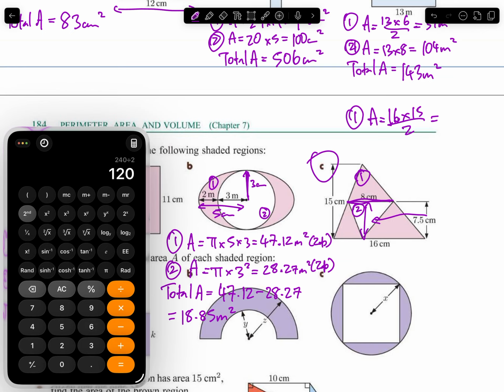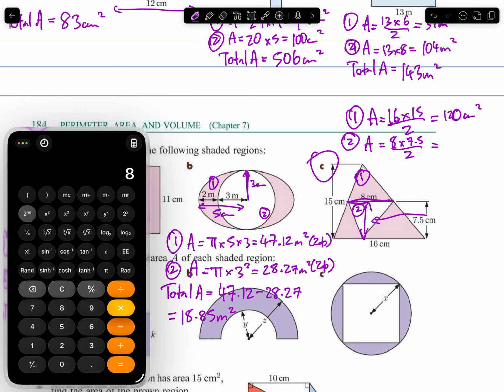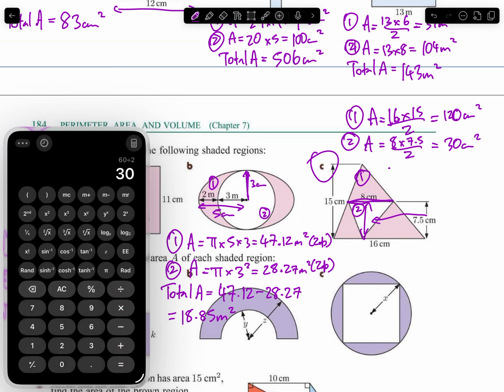120 square centimeters. The small triangle, its area is equal to base 8 times by height 7.5 over 2. 8 times by 7.5 divided by 2, 30 square centimeters. So total area is 120 take the 30 because it's a big triangle missing the small one, so it's going to be 90 square centimeters.